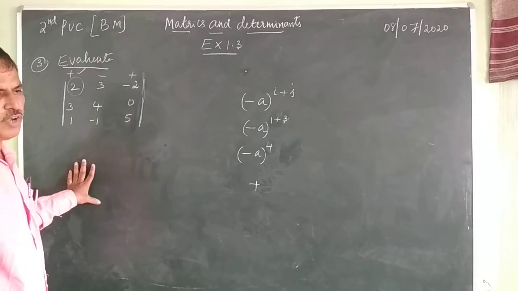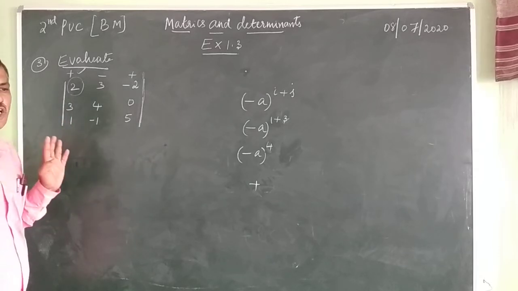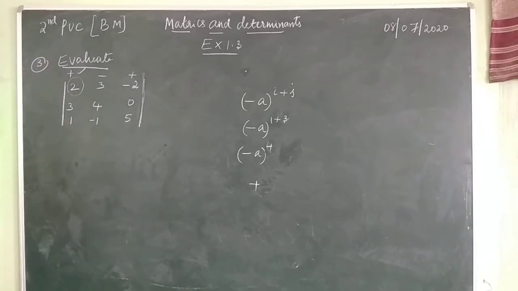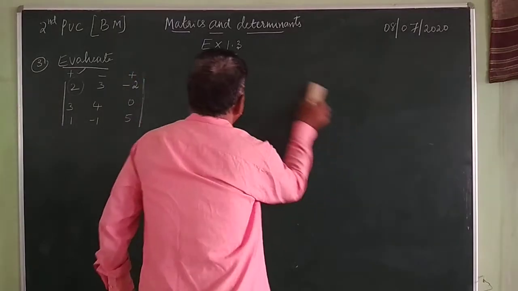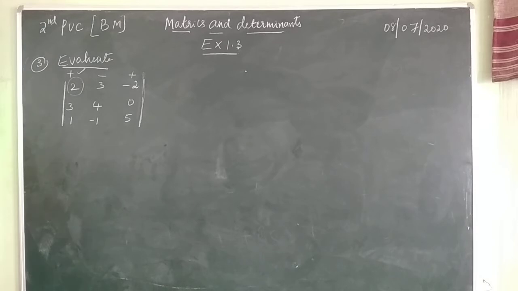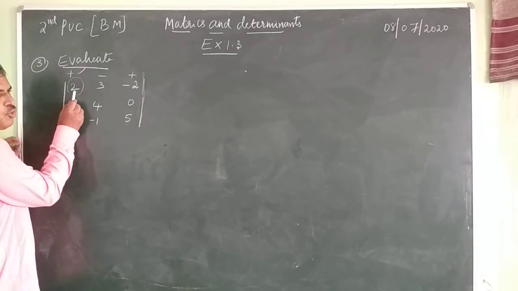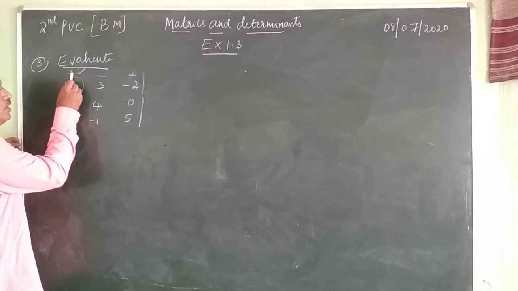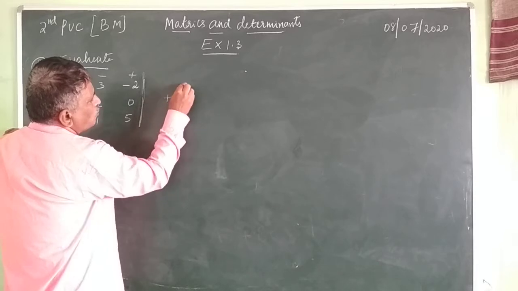But in order to find the value of a third order determinant, it is sufficient to consider only the elements present in the first row. Next, how to solve this problem? You need to take the first element of the first row. What is the first element of the first row? 2. What sign does it have? It has a plus sign. That should be multiplied with this one. Plus into plus, plus 2.